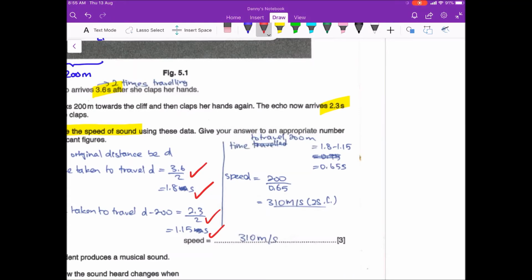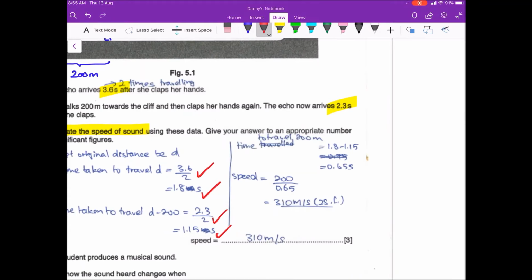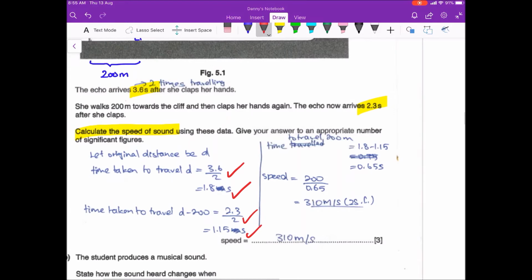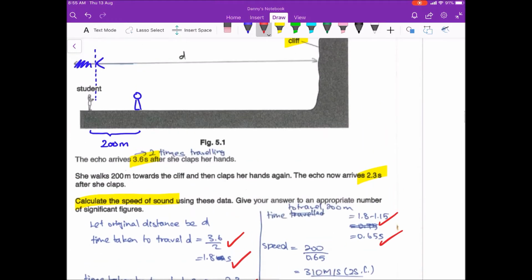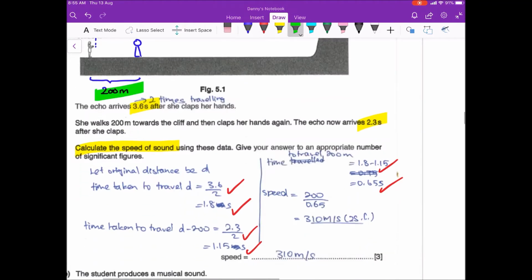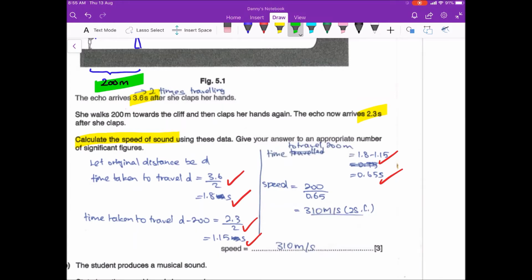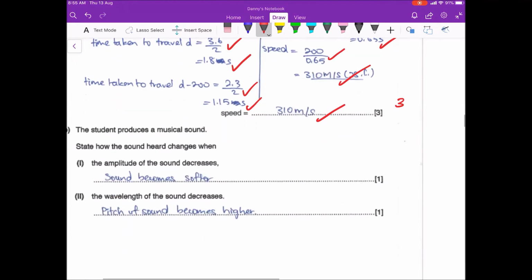Time to travel 200 meter will be this. Okay, so he finds the time to travel this distance, so that's okay. And then distance over time. Okay, fine, good. This method is alright, so full mark, 3 marks.